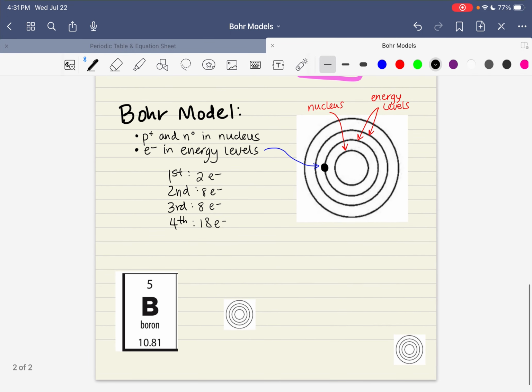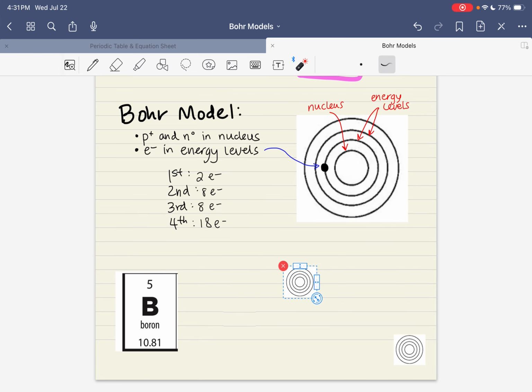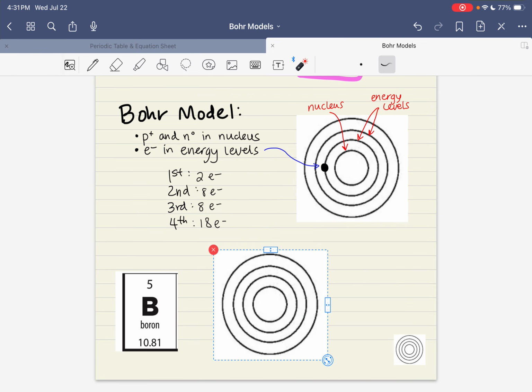I'm just going to use boron. I took a screenshot of boron from your periodic table, but you could find it if you wanted to. I've created this template, and you can just draw this on a piece of paper. We're always going to start by figuring out how many protons, neutrons, and electrons it has. I'm actually going to do protons, electrons, and neutrons because that might be easier.